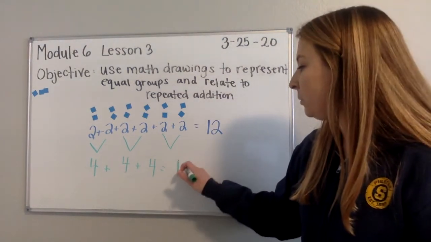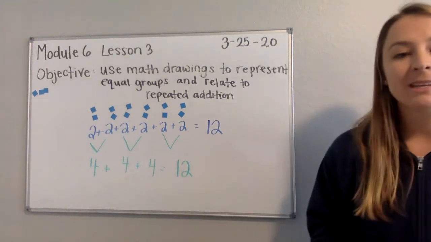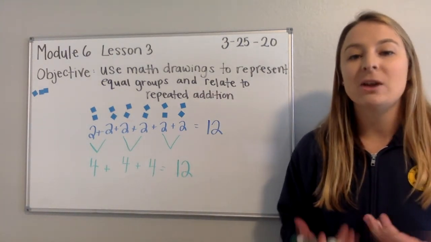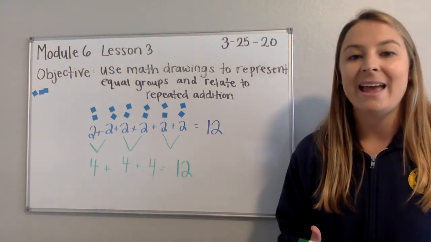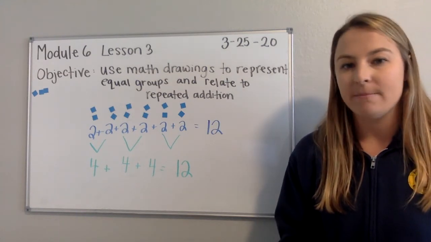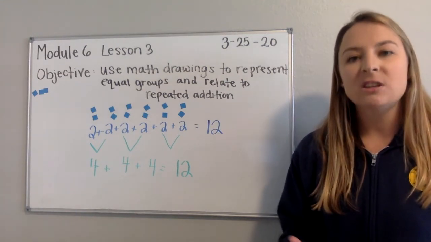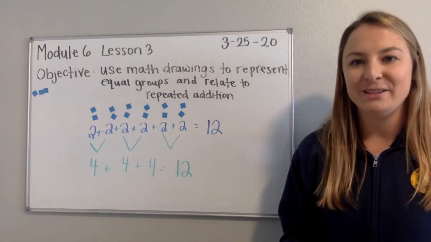I know that equals 12, which shows me it's the correct answer because my answer hasn't changed. Again, I didn't add any counters. I didn't take any away. I'm not looking for a different answer, just a faster way to count them up and find the total.